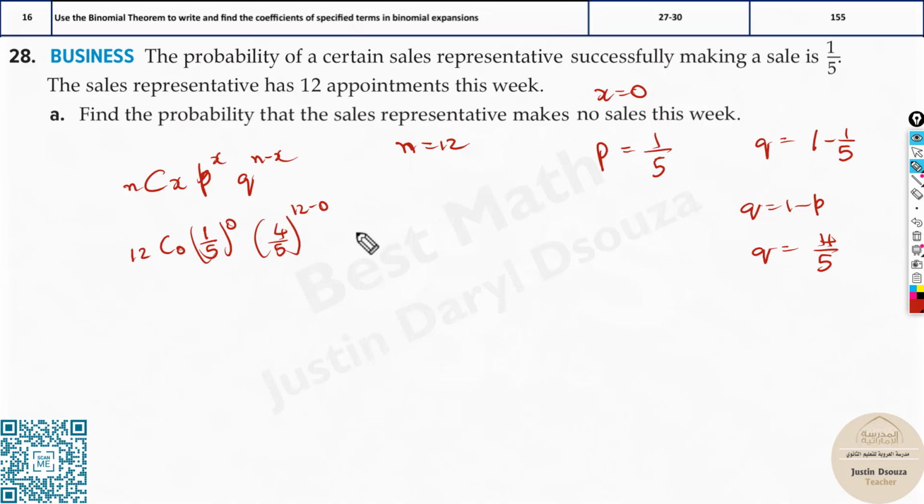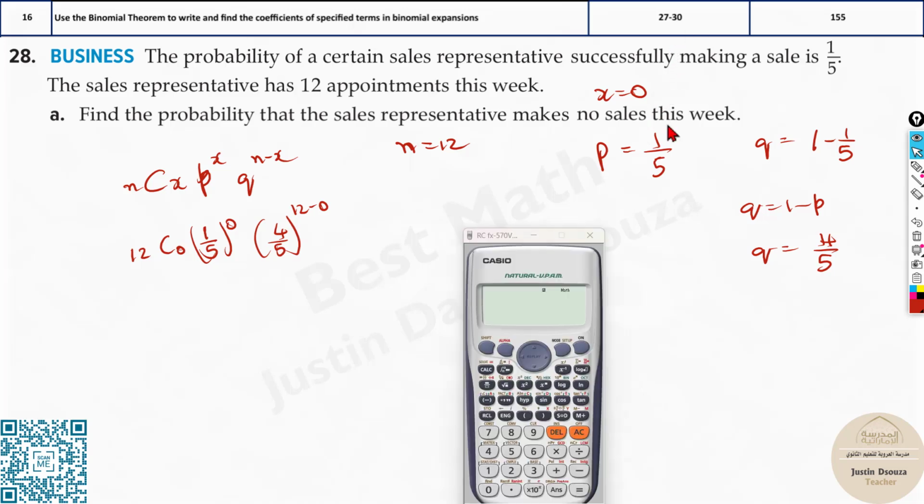You don't need to do any of the simplification. Directly we'll use the calculator. Here it's 12, shift and this division symbol for C, 0, multiplied with, use your brackets properly, and please put the multiplication sign, otherwise your answer will be wrong. Over here it's 0 and then multiply it with 4/5 to the power 12 minus 0, which is 12 itself, but let me write it as it is.